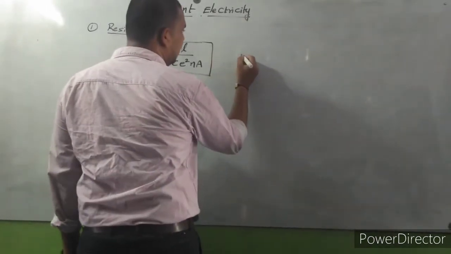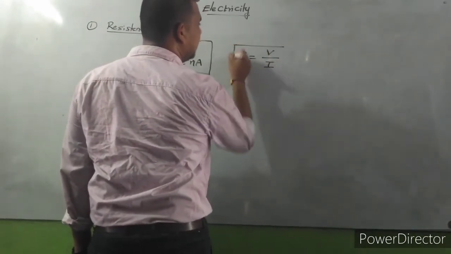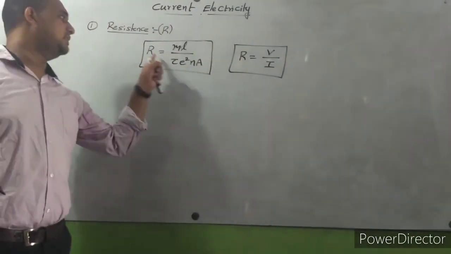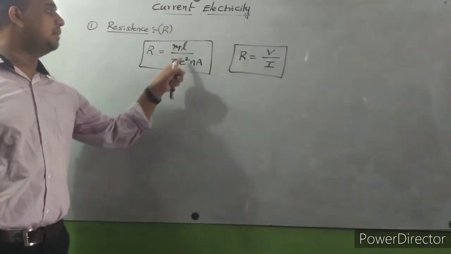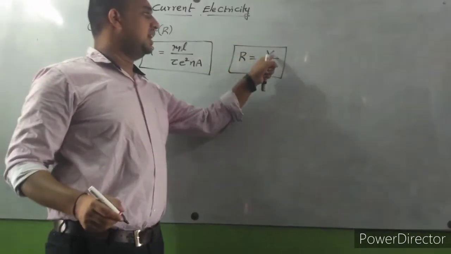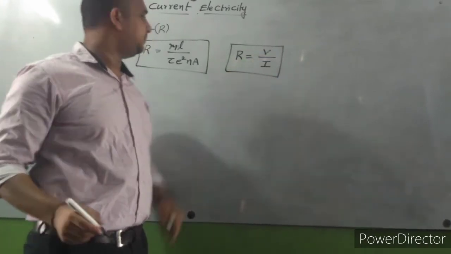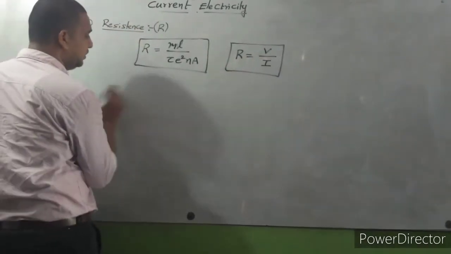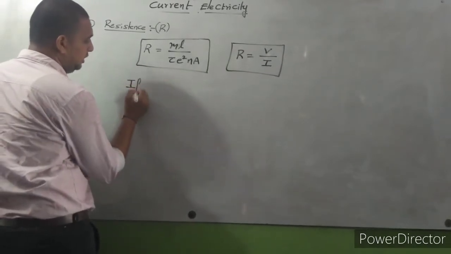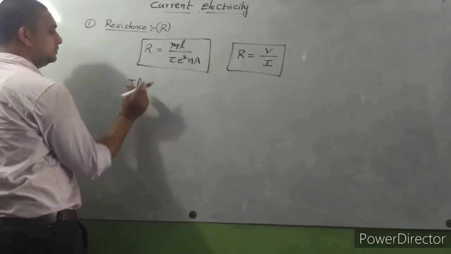Otherwise, from Ohm's law, resistance R is equal to V by I. In case of length and area, the resistance formula is R equal to mL by tau e square n a. In case of potential difference and electric current, R is equal to V by I. So from this, observe carefully. This is very, very important.